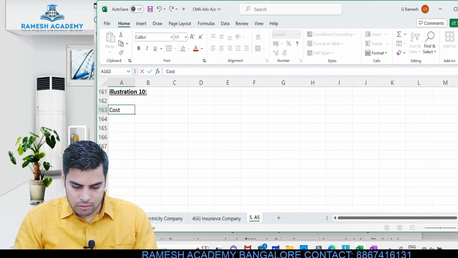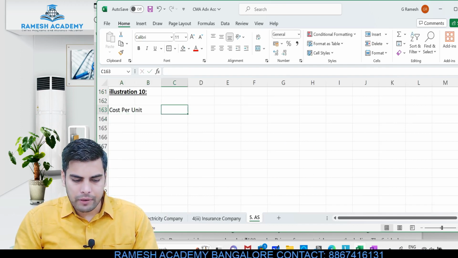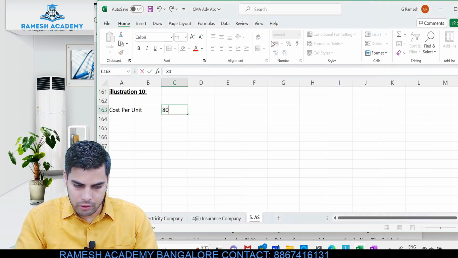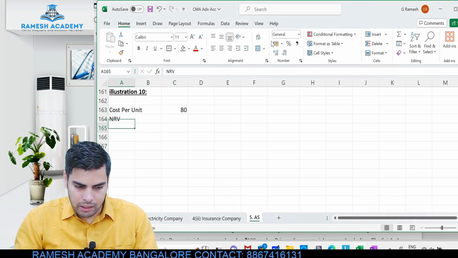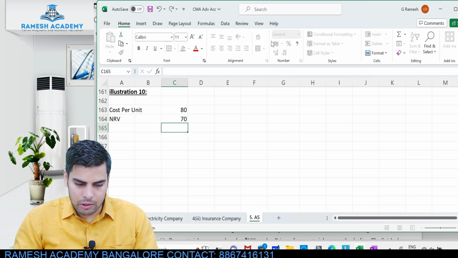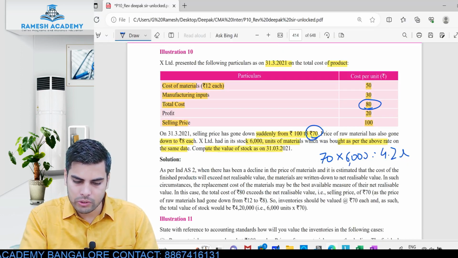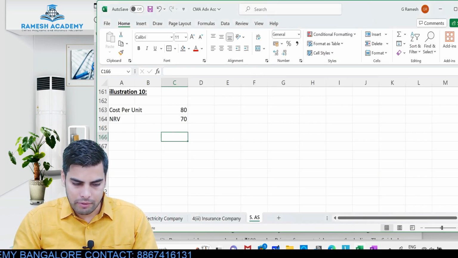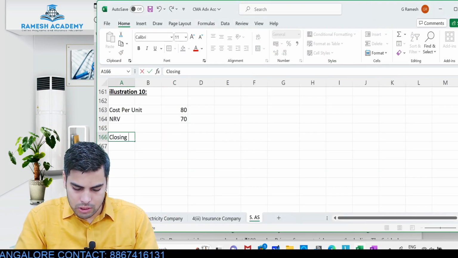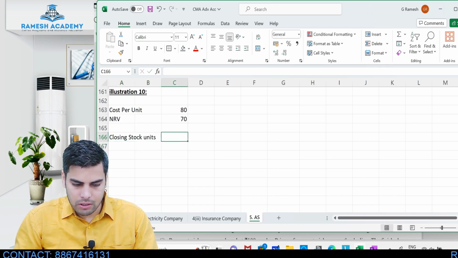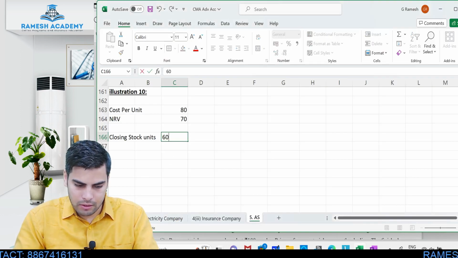Whenever I say cost, I will not be including the profit margin in it. So total cost is 80 rupees. NRV is how much? Net realizable value, they have given that it is reduced to 70 over here. If you can see, selling price has gone down suddenly from 100 rupees to 70 rupees. Closing stock units, how much is the closing stock units? They have given it as 6,000 units.